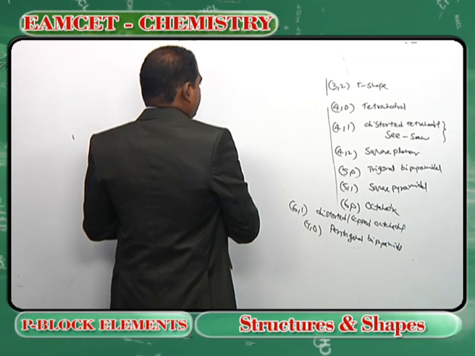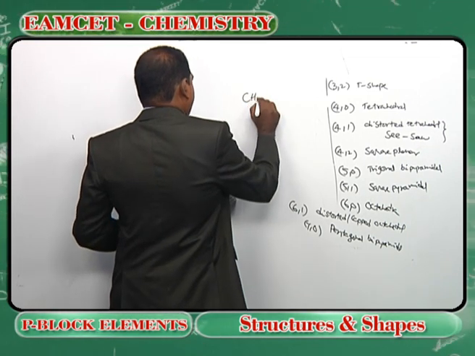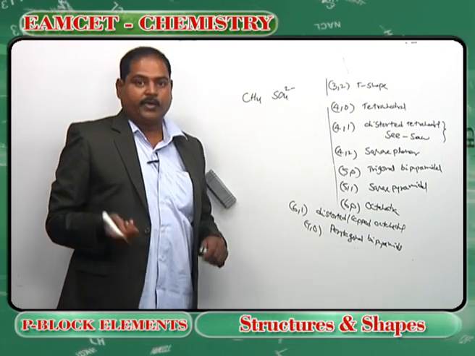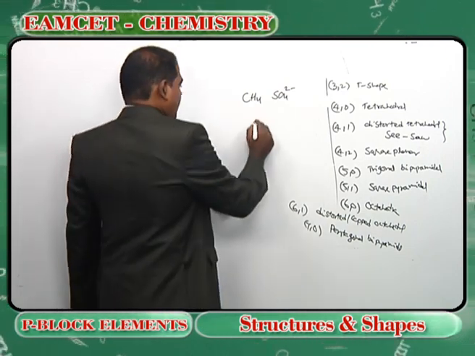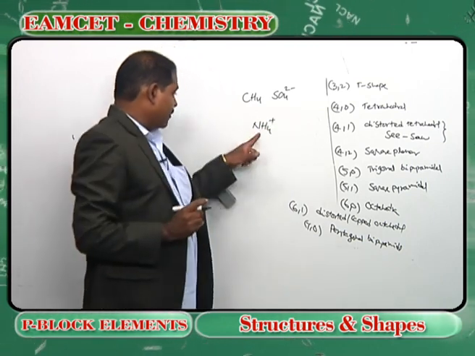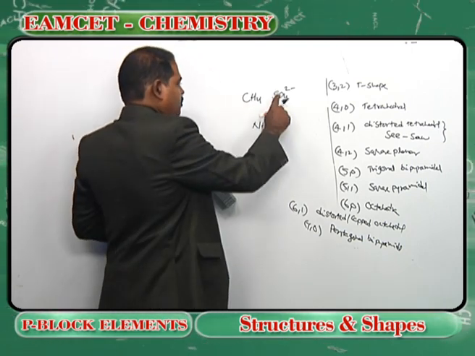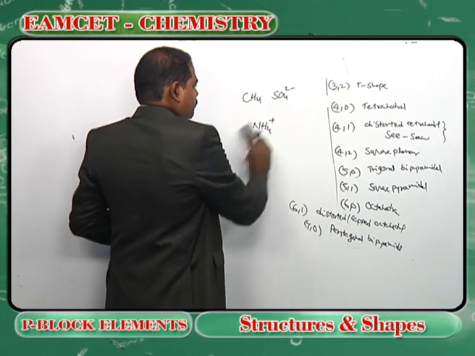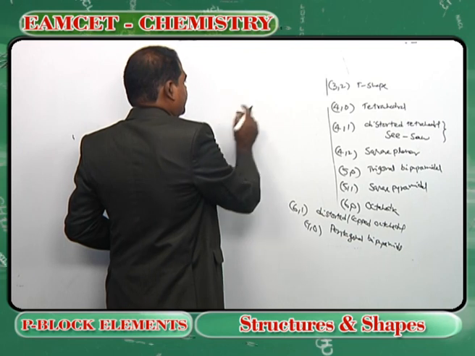So tetrahedral, we have many examples. Methane, SO4 2 minus, 4 bond pairs, no lone pair. NH4 plus, once again 4 bond pairs, no lone pair. All of them belong to 4, 0. 4, 1 distorted tetrahedral.